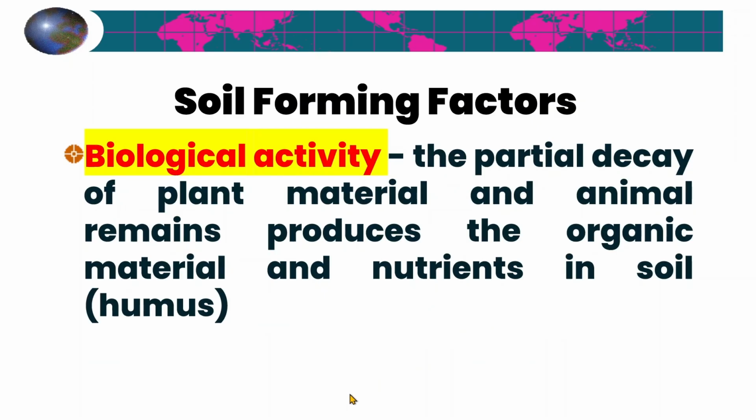And lastly, biological activity. We know that plants, animals, every living organism can have a big impact on soil formation. The partial decay of plant material, for example, and animal remains, they produce organic material and nutrients in soil. Are you familiar with humus? Okay.